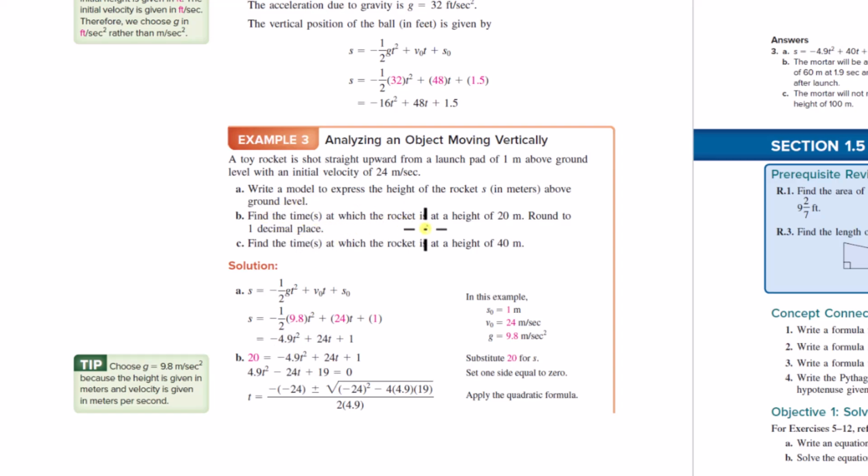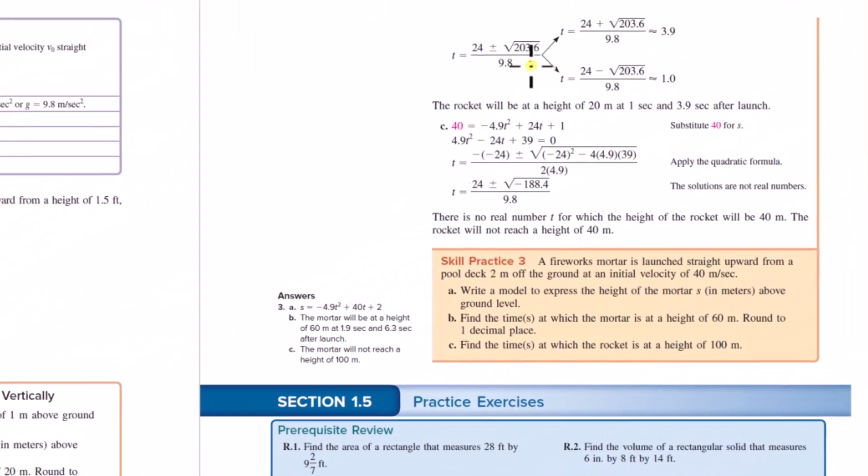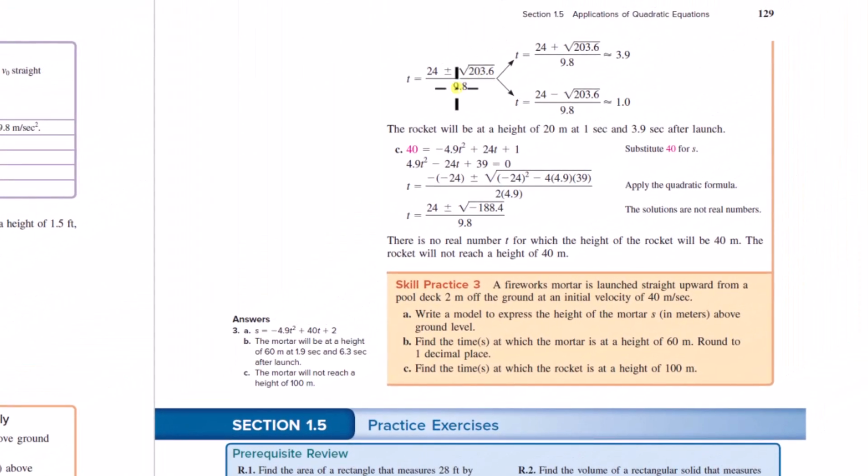Find the time at which the rocket is at a height of 20 meters. So what do you do? You set the height equal to 20 and solve for t. Now you have to solve a quadratic equation. Now this is interesting because if you come here, they solve for t and they get 2 answers. So we're going to inspect both and eliminate one, right? But none of these are negative. Both of these are plausible.